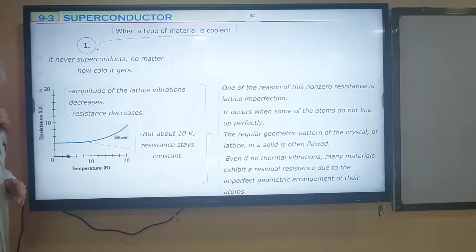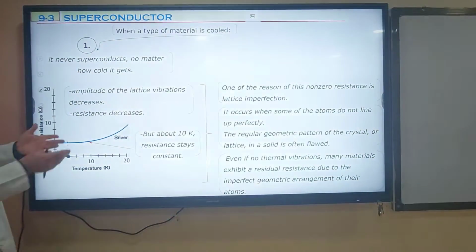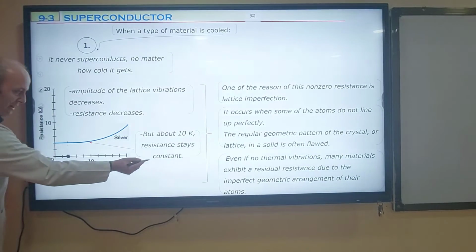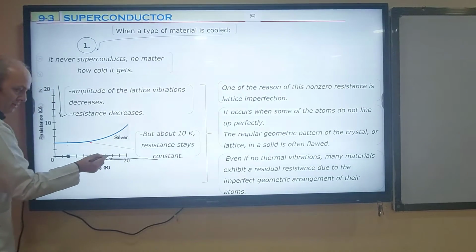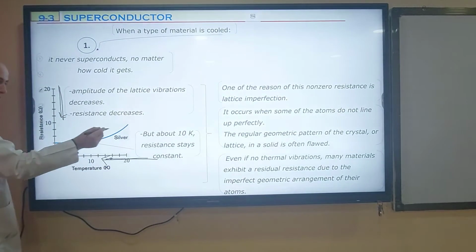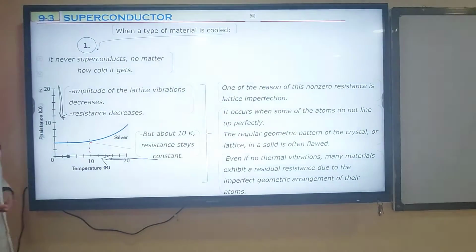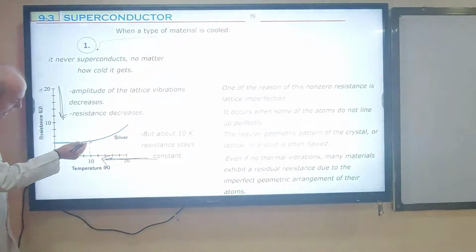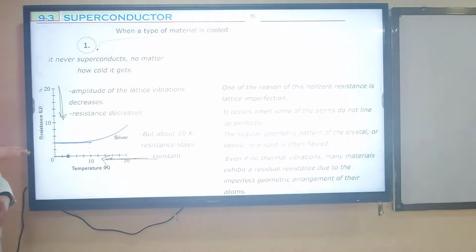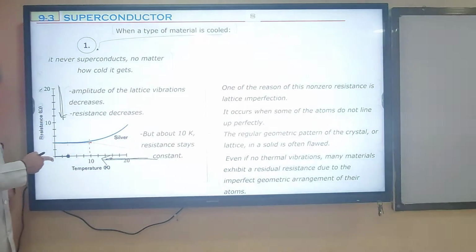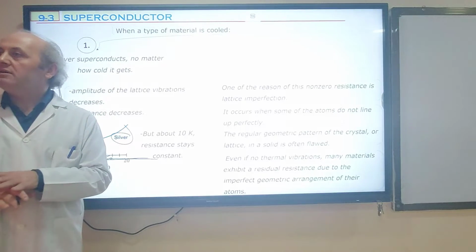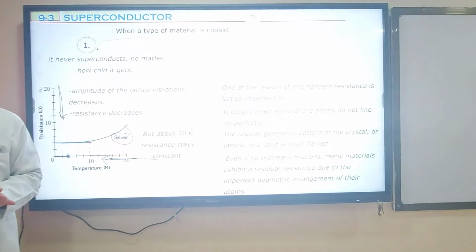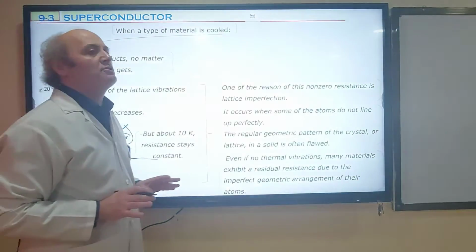Amplitude of the lattice vibration decreases when you cool it down. Resistance decreases as you see. Now this is the temperature horizontal. Vertical is the resistance. As temperature decreases, resistance decreases, but until 10 Kelvin, this is okay. But after 10 Kelvin, it's constant. It never decreases anymore. Even if you get the temperature to 0 Kelvin, still there is some resistance for silver. Silver never can have zero resistance, even if you cool it to absolute zero.